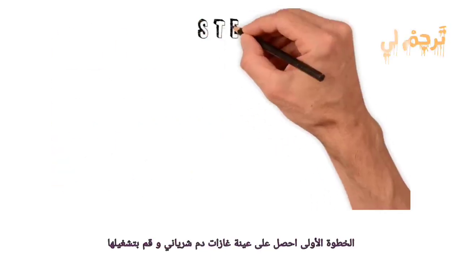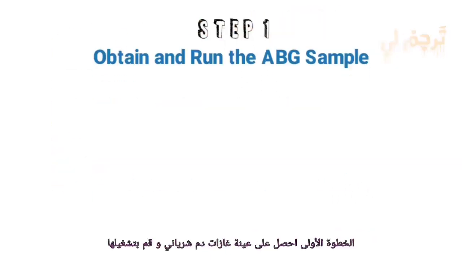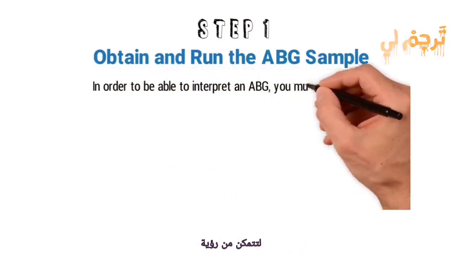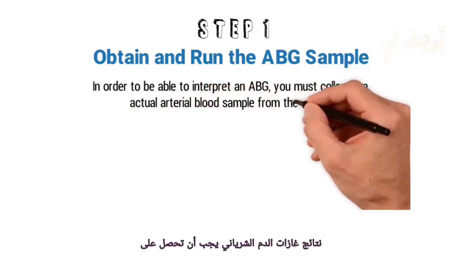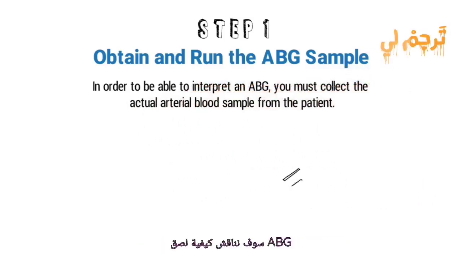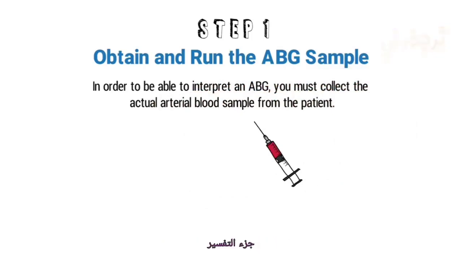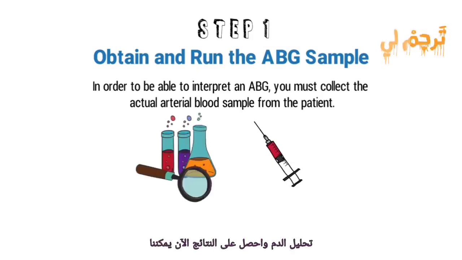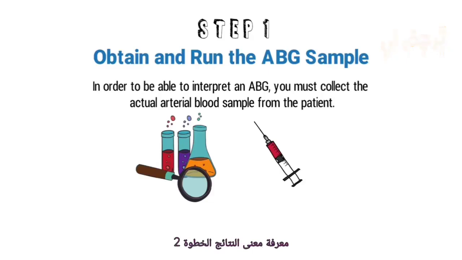So let's keep moving. Step 1. Obtain and run the ABG sample. First things first, in order to be able to see the ABG results, you must obtain an actual arterial blood sample from the patient. We'll discuss how to stick an ABG later on, but for now, let's focus on the interpretation part. After you have obtained an arterial sample, run the sample through a blood analyzer and have the results. Now we can figure out what the results mean.